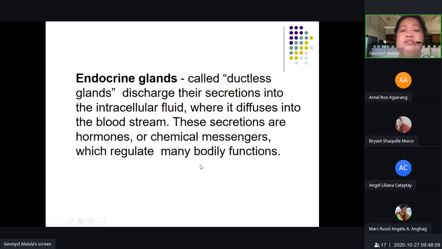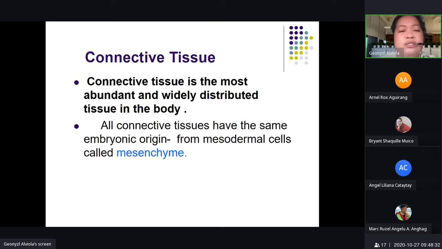Endocrine glands are called ductless glands. These are the glands that do not pass through a duct. They discharge their secretions into the intracellular fluid where it diffuses into the bloodstream. These secretions are hormones, chemical messengers, which regulate bodily functions.